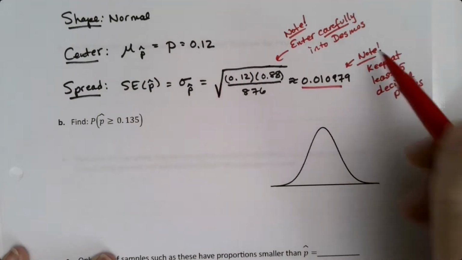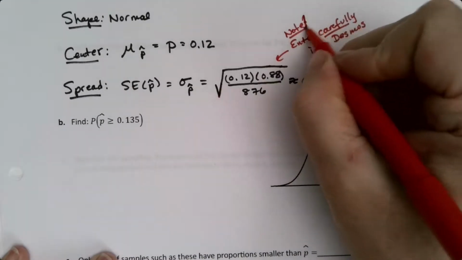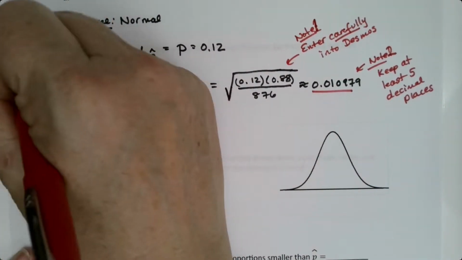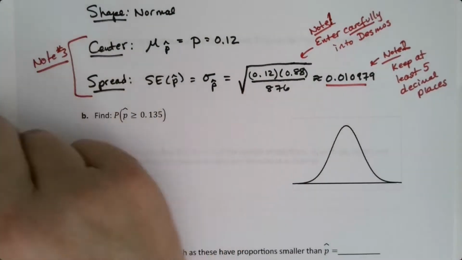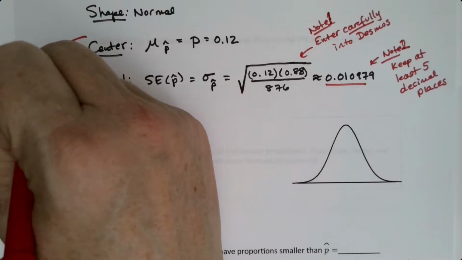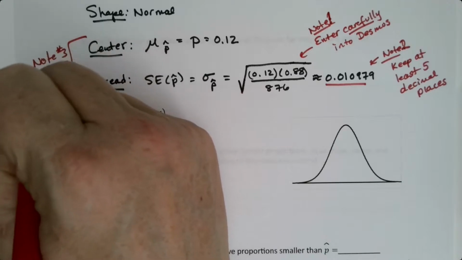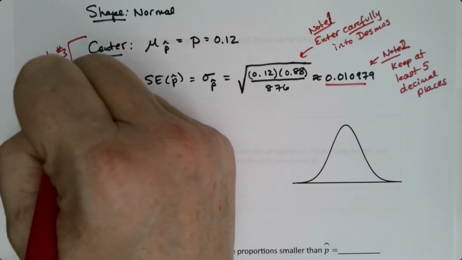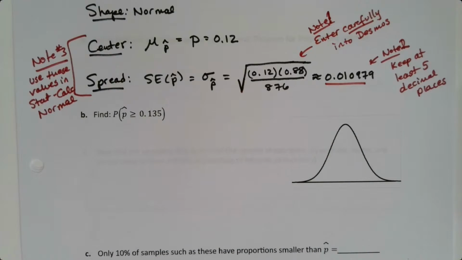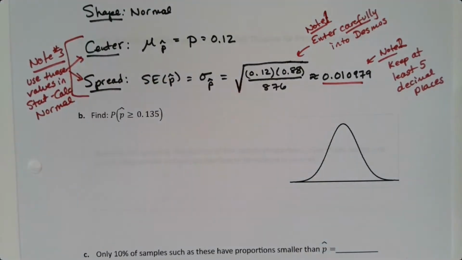So we have one note, we have another note. So this is note number 1, this is note number 2, and I'm actually going to make a note number 3. I'll put it over here. Probably the most important of the notes. Well, they're all important, every last one of these. We use these values in stat calculators normal. Right, in your normal calculator. In a TI-84 it would be in the normal CDF calculator, but you have to use these two values. These values meaning the center and the spread.